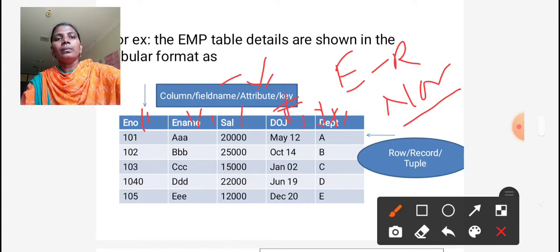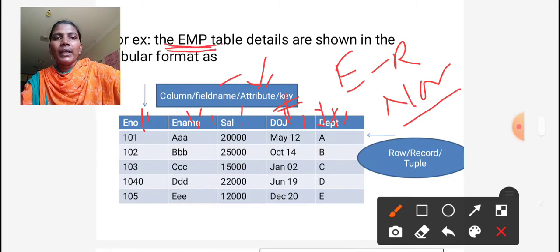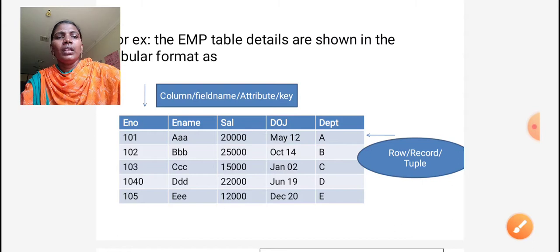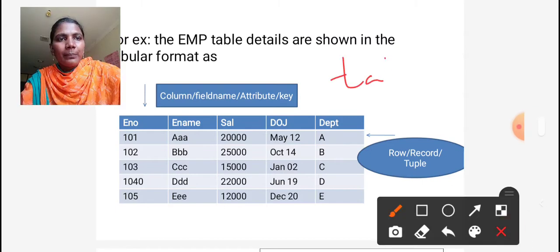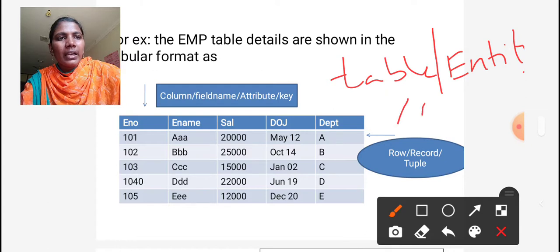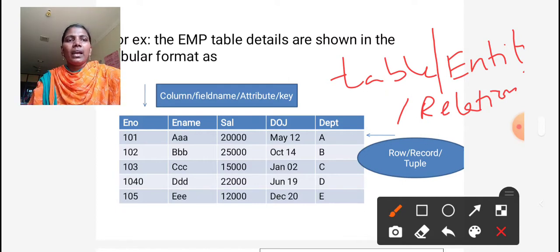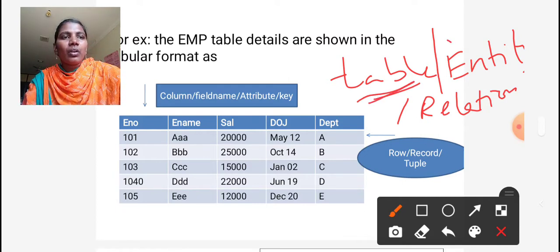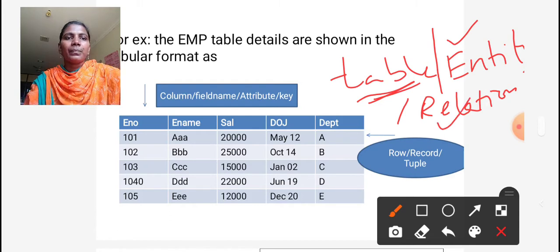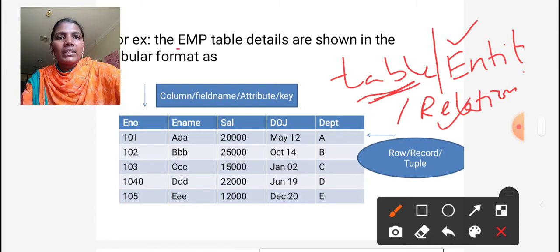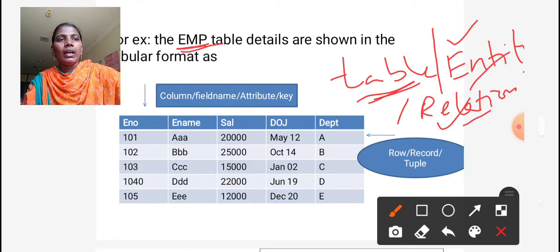Here is the name of the table, EMP, the employee table. The table name is also called an entity, and it is also called a relation. In the relational model and ER model, the table name itself is called an entity or a relation.